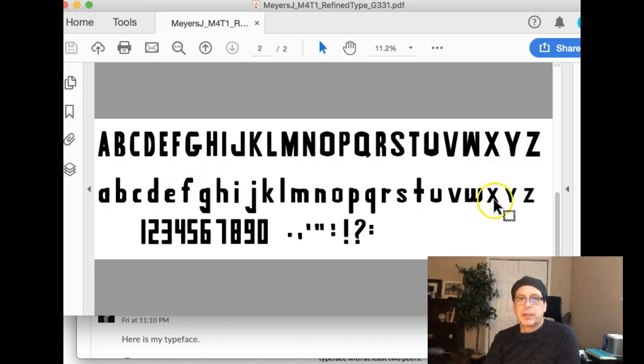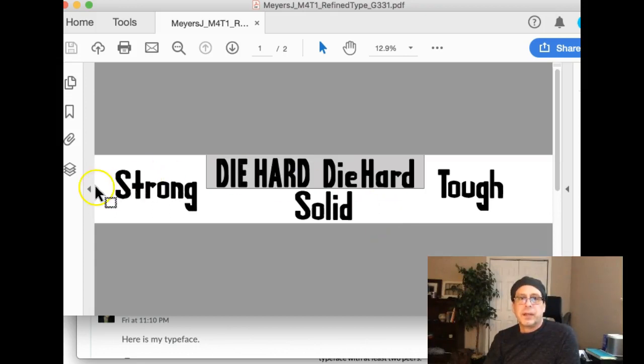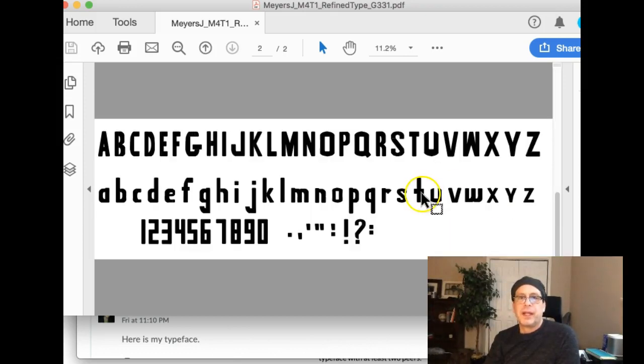As far as the lowercase alphabet goes, I think we're looking fantastic there. Numeric character set and punctuation all look fantastic. Good typeset. The words are very legible, very readable. So that's fantastic.